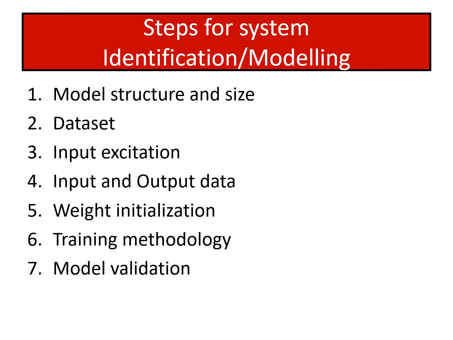Basically, the steps are the model structure and size, the data set compilation, input excitation, input output data, the weight initialization, the methodology, and model validation. Of course, in the software we can just choose anything we want, but if we do it blindly, we're not going to get a good system identification or modeling using the neural network. It will not be robust. It may work for that case, but for other cases it may not work. If we follow these steps strictly, we will get a good, robust neural network that is applicable for all different scenarios for the process system.